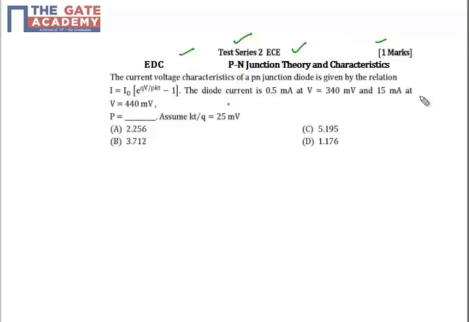The question says that we have one PN junction diode which has a relation I = I0 (e^(qV/ηkT) − 1). The question says that if the diode current is 0.5 milliampere, then the voltage is 340 millivolt, and if the diode current is 15 milliampere, then the voltage is 440 millivolt. If these two conditions are given to you, then you need to calculate the value of η.